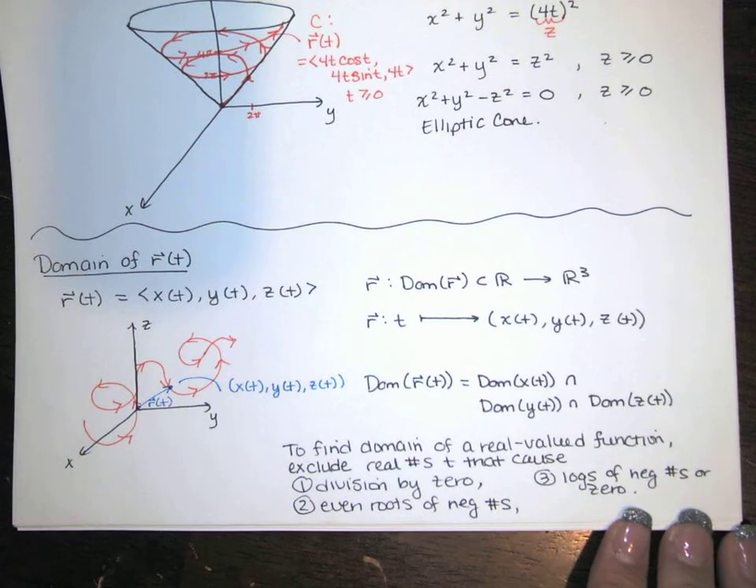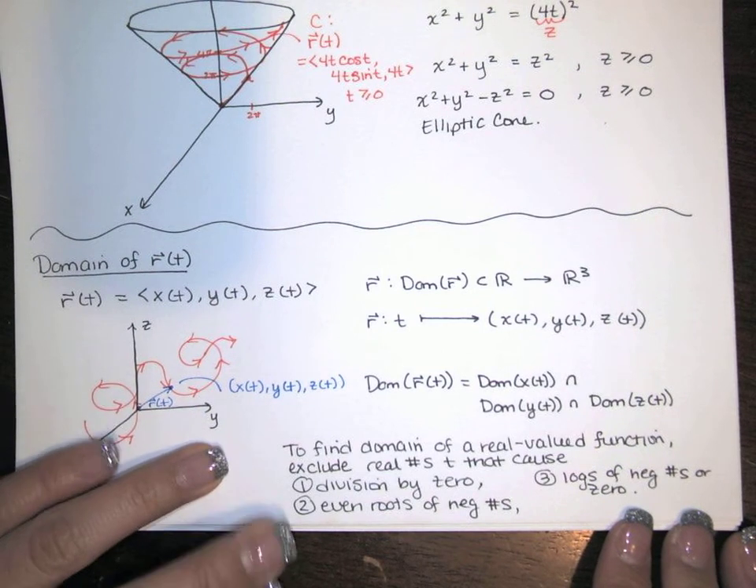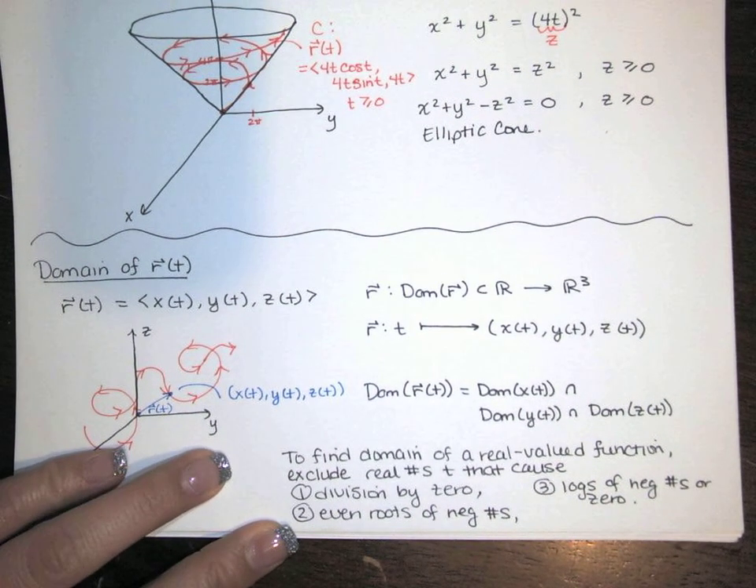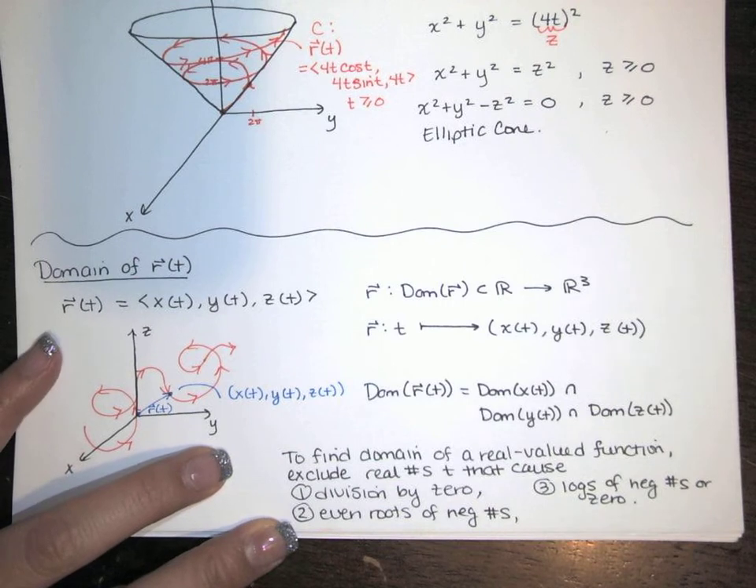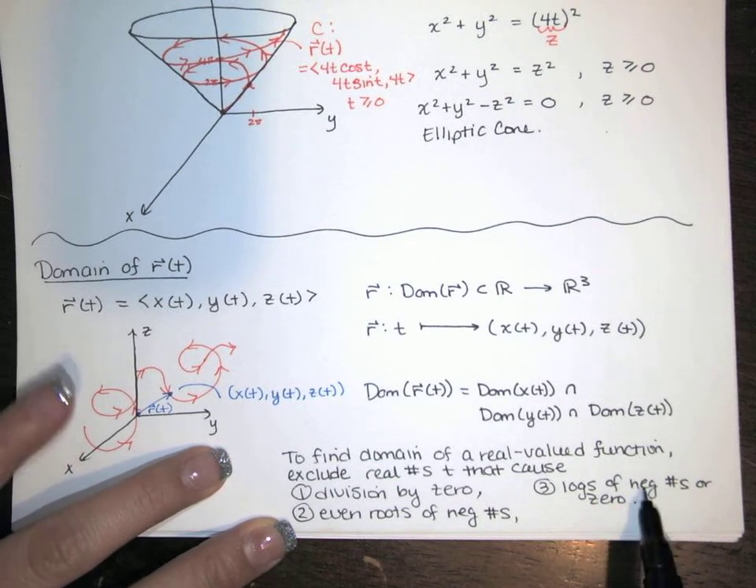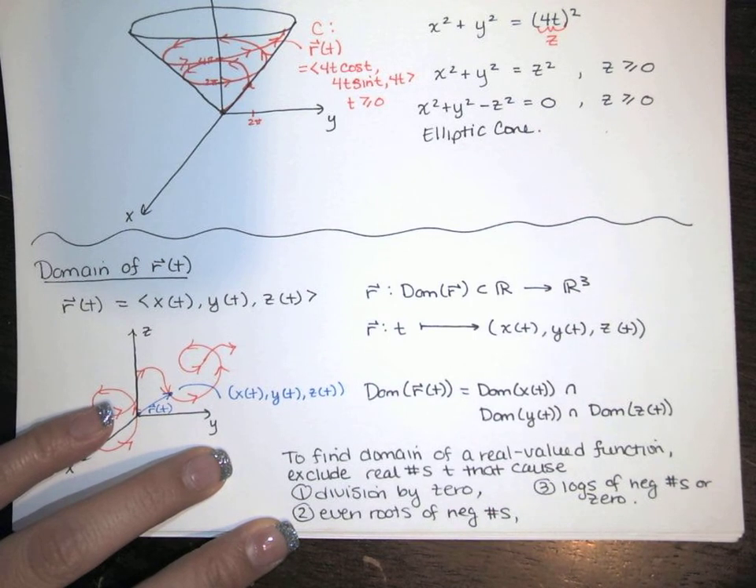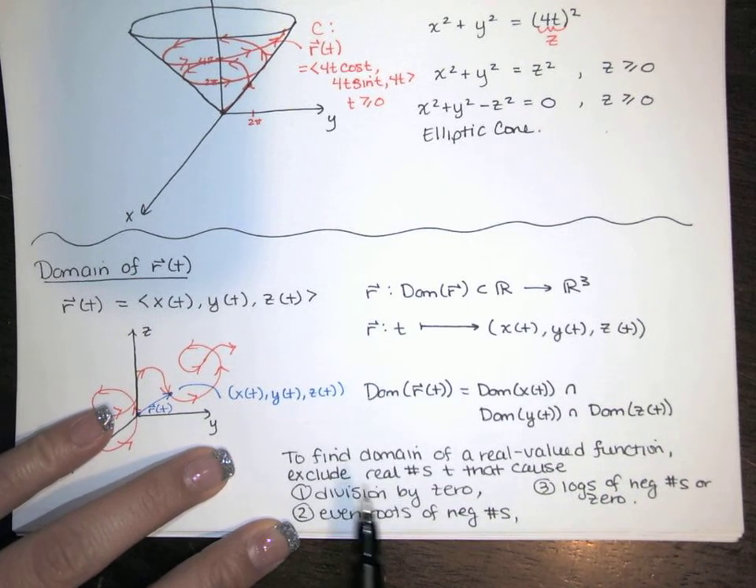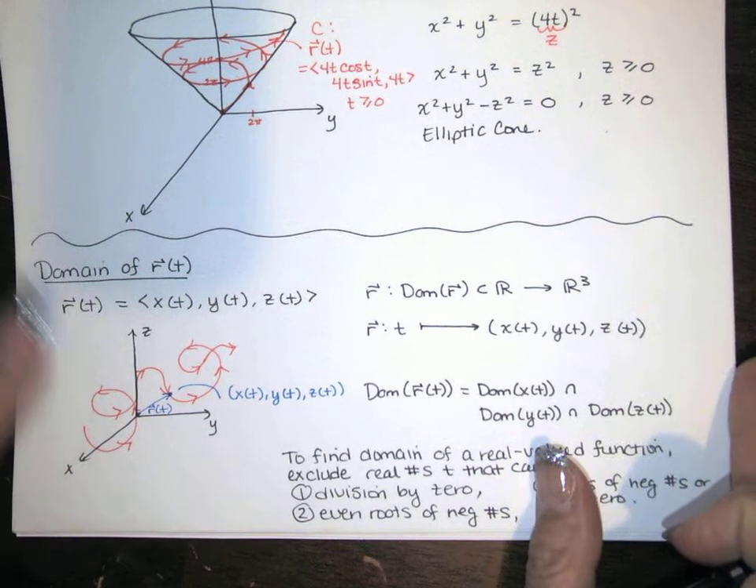You can take the log of a positive number, even if it doesn't simplify nicely. Natural log of 17, it's well defined. Put it in my calculator, I can get a numerical approximation. Totally fine. But I cannot take the logarithm of 0, and we can't take the log of a negative number. Turns out that's a complex number too. Beautiful, interesting class, but we're not going to take logs of negative numbers in this class. So exclude anything that causes division by 0, even roots of negative numbers, or logs of negative numbers or 0.